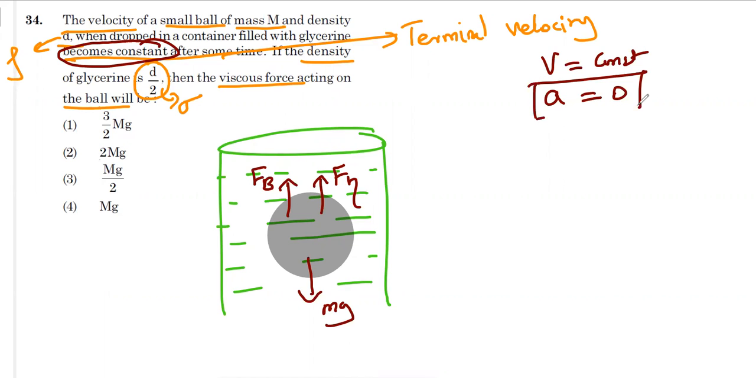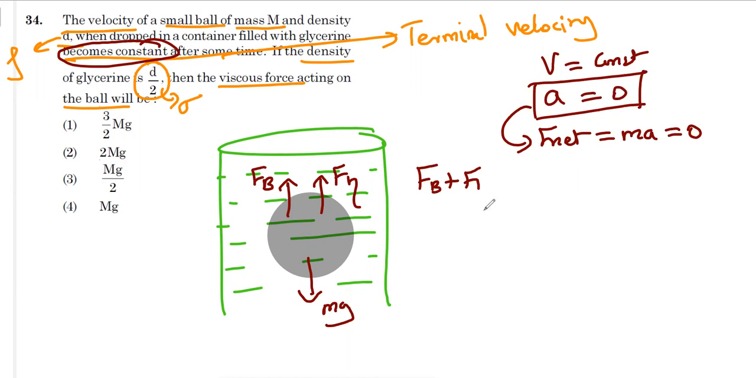Terminal velocity, it's not changing, so acceleration is 0. When is acceleration 0? We know that F net is equal to ma. Since a is 0, F net is 0, which means the sum of the forces acting on this must be 0. So if you add the two upward forces, Fb plus F eta, they must match the downward force. That's when the net force will be 0.